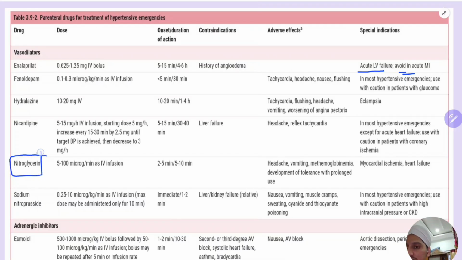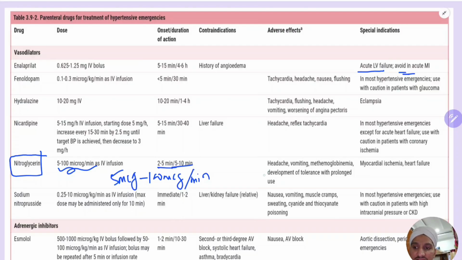So nitroglycerin is also a common drug. Okay, in cardiac conditions we use. So what should be the dosage? The dosage is 5 to 100 microgram per minute as IV infusion. 5 mcg to 100 mcg per minute it is. Okay, that was per hour Nicardipine. So onset of action will start in 2 to 5 minutes or 5 to 10 minutes.